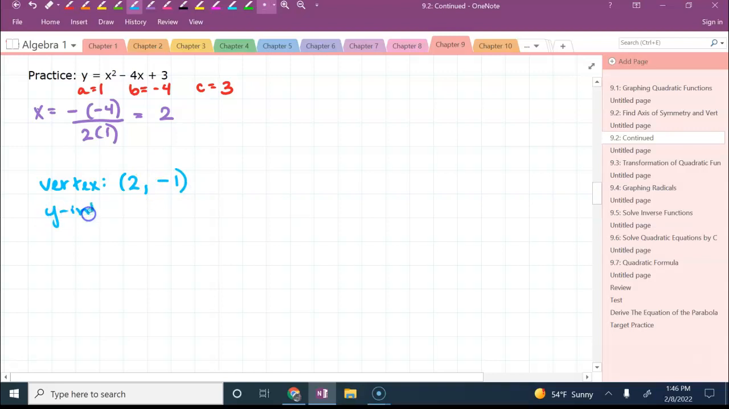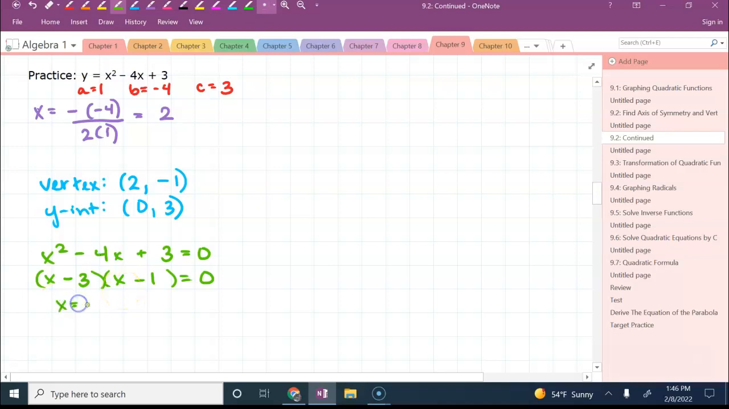The y-intercept comes from that c value. So 0, 3 is our y-intercept here. And now we're going to set our equation equal to 0 and factor it. So two numbers that multiply to 3 and add to a negative 4, we need both of them to be negative, so negative 3 and negative 1. That way they multiply to a positive 3, but they'll add to that negative 4. We set these equal to 0, so it's going to flip their signs. So now we're back to a positive 3 and a positive 1, which as coordinates would be 3, 0 and 1, 0.